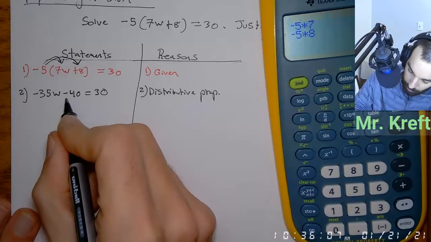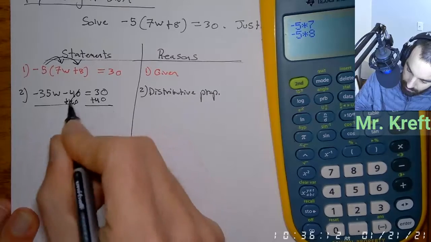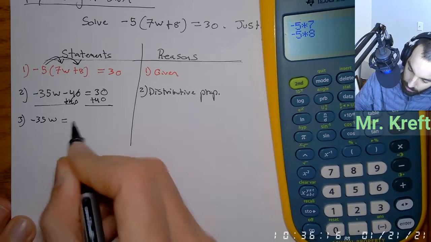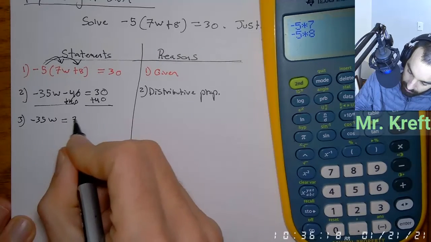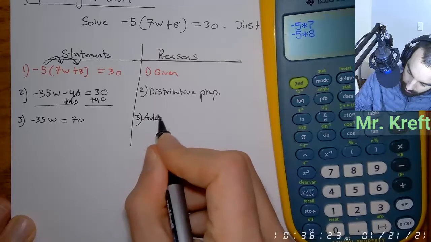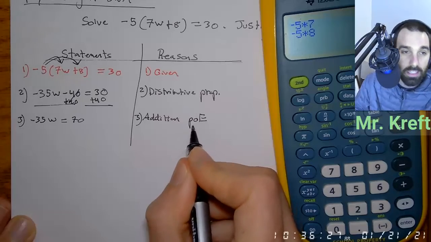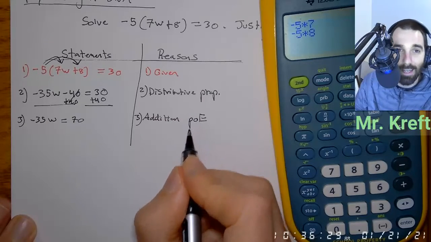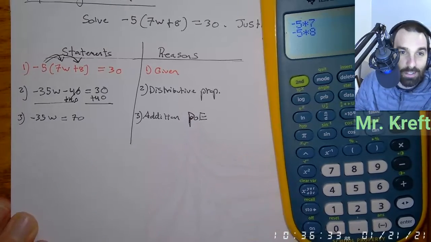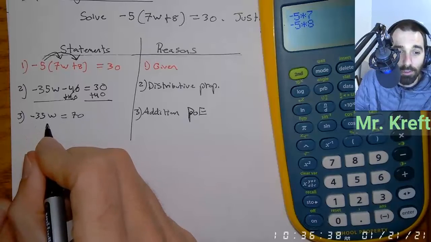So I'm going to undo this minus 40 by adding 40. Okay, so I'm going to have negative 35W equals 30 plus 40 is 70. So I'm going to have, that was addition. And then I did it to both sides. That's why I like the POE. Don't ask me why the P wasn't capitalized. It just was. Okay, POE. There you go. And then I have negative 35 times W.